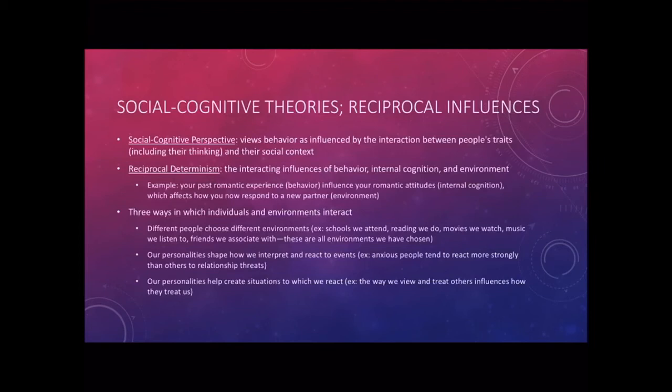And then lastly, our personalities help to create the situations to which we react. So the way we view and treat others, for example, influences how they're going to treat us. And that's called an evocation in personality theory. How do we evoke different behaviors out of others? What do we trigger from other people? And at every moment, our behavior is influenced by biology, social and cultural experiences, and our cognition and dispositions. So that's the biopsychosocial thing we've talked about for the whole year.